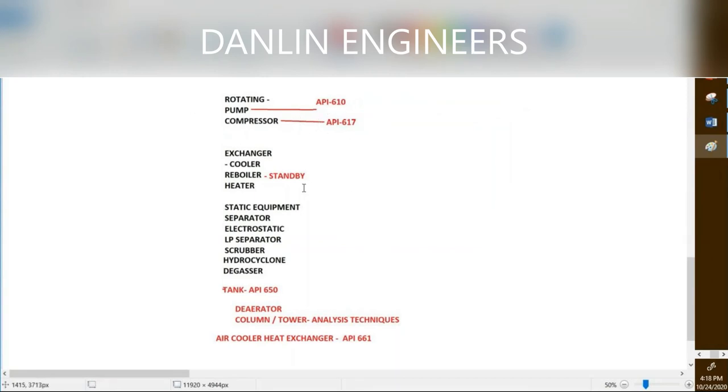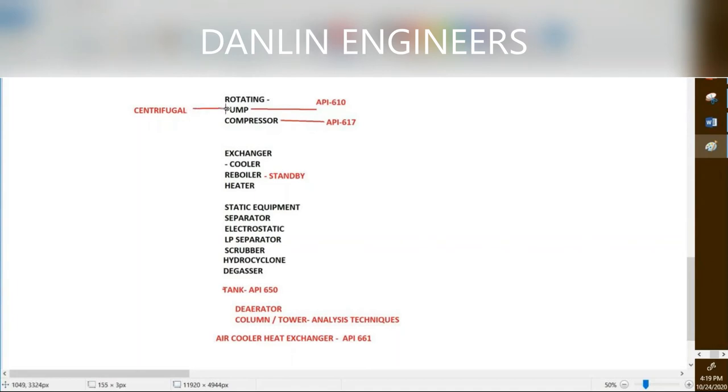Daniel, is API 610 just for the centrifugal pump or for all pumps? I don't remember. Both the pump and the compressor here are centrifugal only. If it is not centrifugal, like other pumps, how are we going to do the modeling or the nodal check? For these, both are centrifugal only. How to do the analyzing method for this, I will definitely tell you.